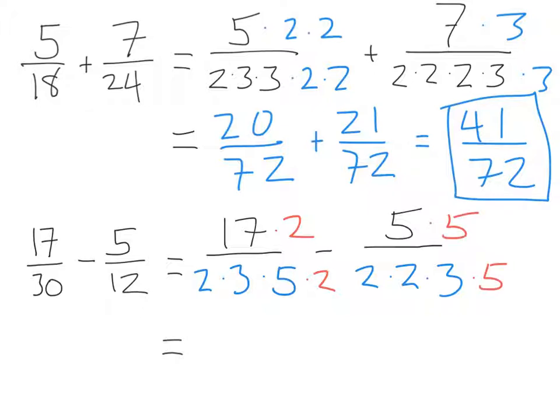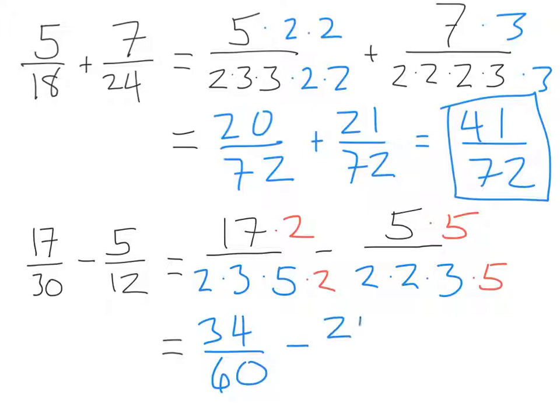And we have to do it on top and bottom. Right, so now you can see each denominator has 2 2's, a 3, and a 5. If you multiply this all together now, on top we have 34 over, what do we have on bottom? We have 6 times 5, which is 30, 30 times 2, which is 60. That is our common denominator.